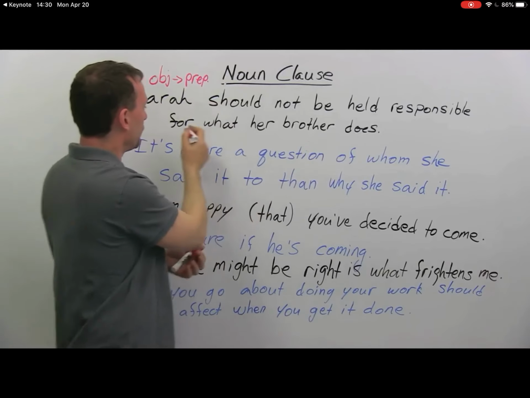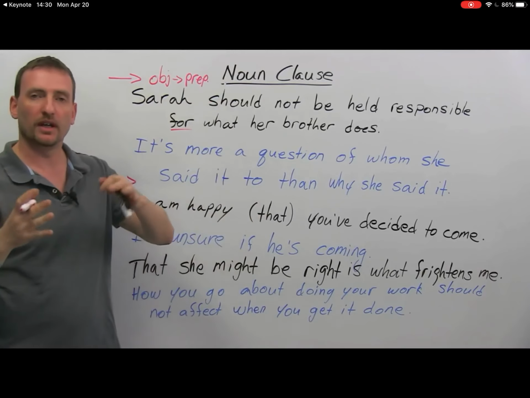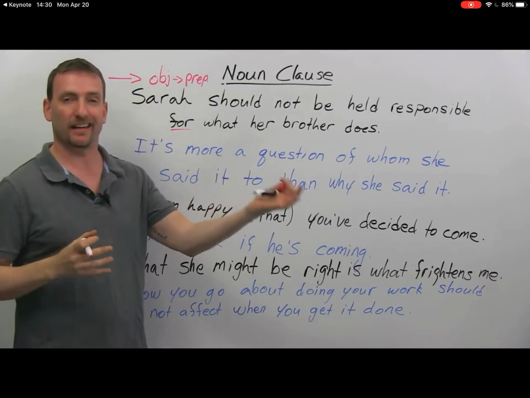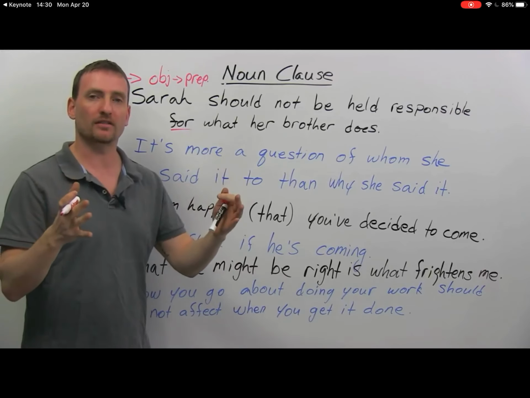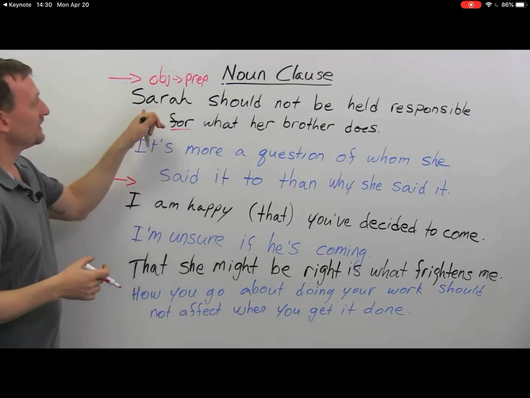So in this case, what is a preposition? Words like for, about, to. So these are prepositions, and prepositions take objects. So we can use a noun clause as an object to a preposition.